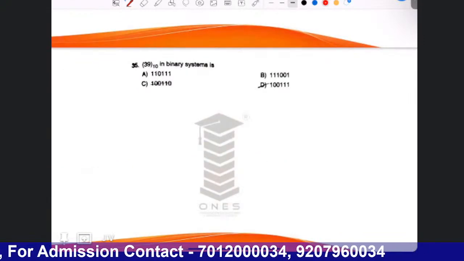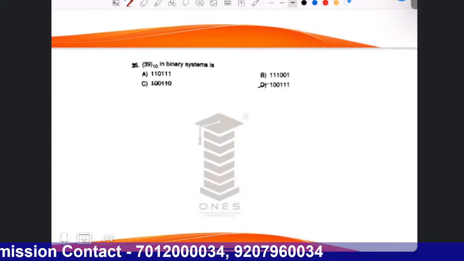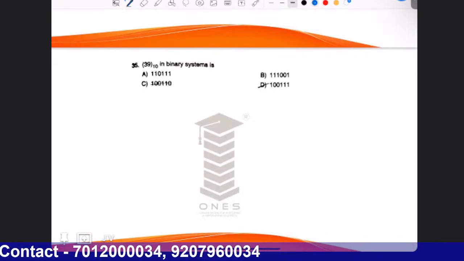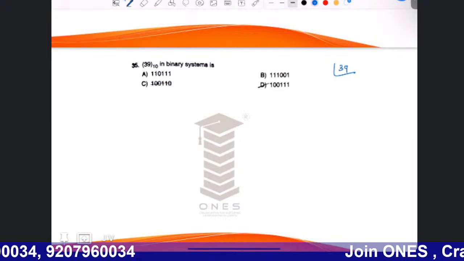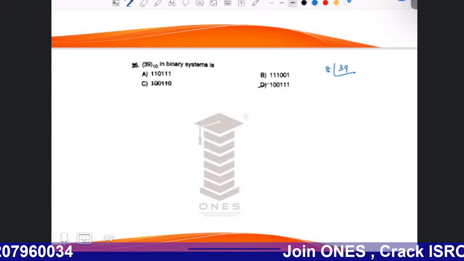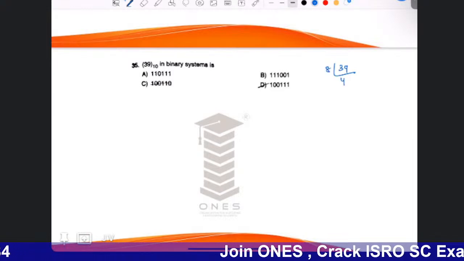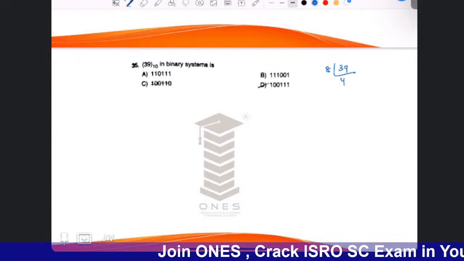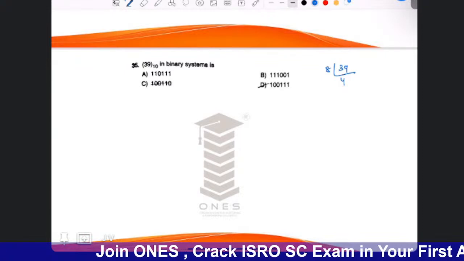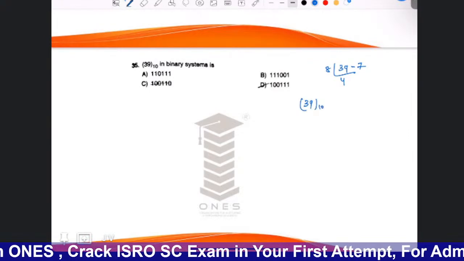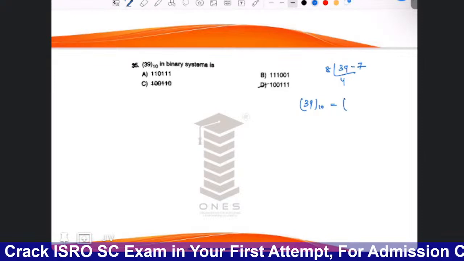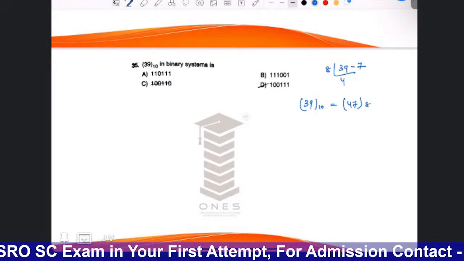ക്വസ്റ്റ്യൻ നമ്പർ 35. 39 in binary system is അല്ലെ 39. അപ്പൊ ഇതിൽ ഏറ്റവും സിംപ്ലസ്റ്റ് മെത്തേഡ് എന്താ? First you convert it into octal. സോ ഒക്ടലിന് നമ്മൾ കൺവേർട്ട് ചെയ്യുമ്പോൾ 8 4 എന്താണ്? 32. സോ 32 ആണ് അല്ലെ. So 39 minus 32 it will be 7.